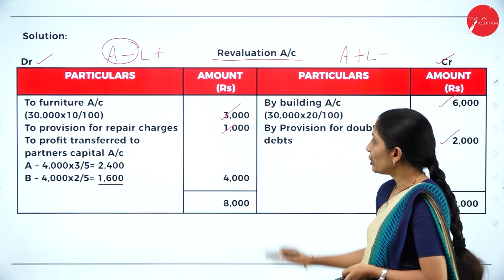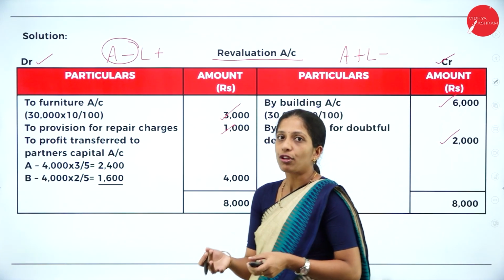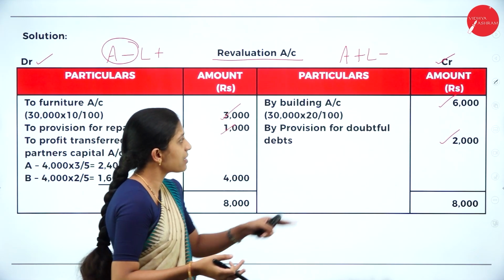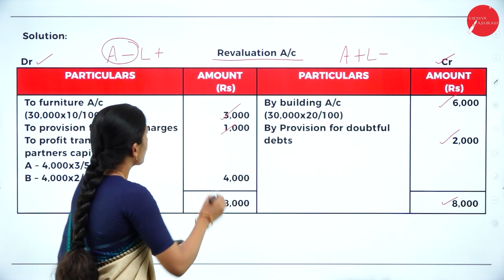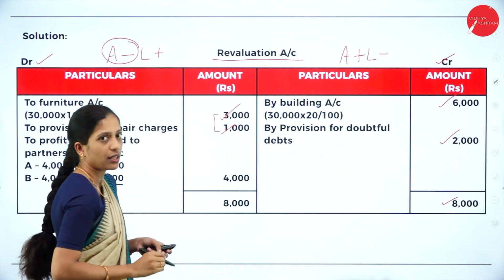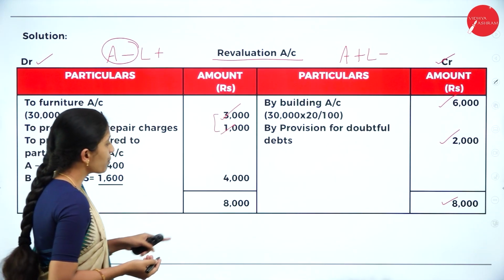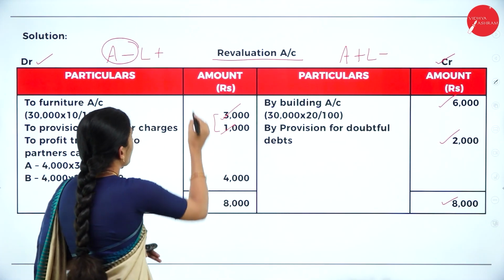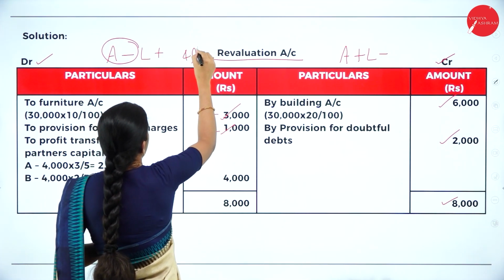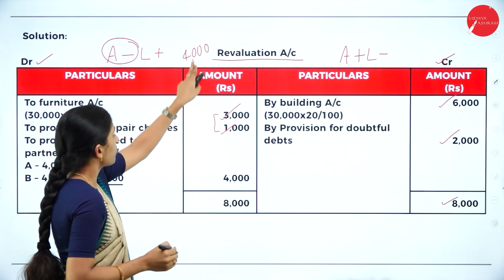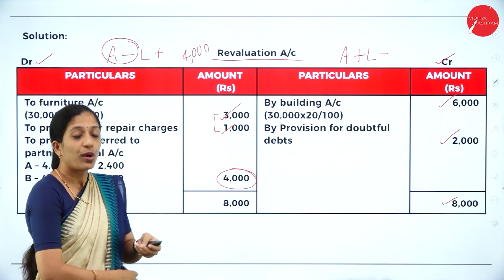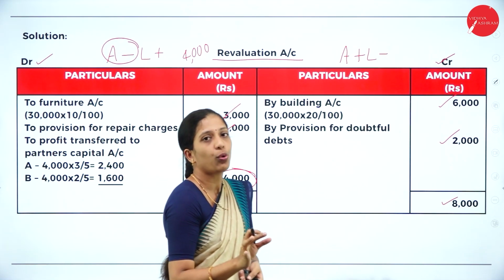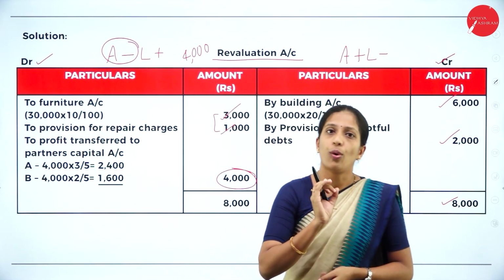Now, what you have to do, you have to balance both the sides. How to balance? Already you know how to balance. If you see the debit side, it is 8,000. If you see the credit side, we have only two, that is 4,000. So, which one is greater? 8,000 is greater. Write 8,000 both the side. But in the credit side, it is only 4,000. 8,000 minus 4,000 will get a balancing figure of 4,000, which has to be distributed only to the old partners. In which ratio? Old ratio.